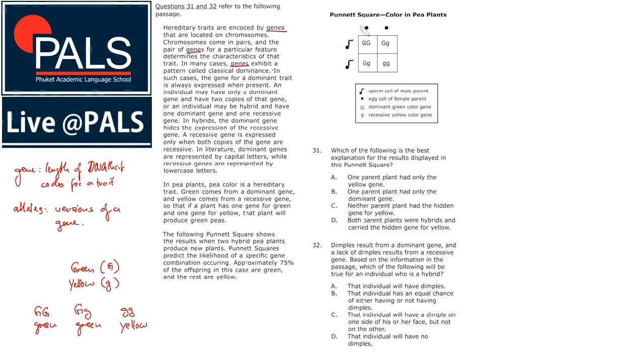So hybrid parents, so these are the egg cells, which are big G and small g, and same for the sperm cells, big G, small g. Where do these egg cells come from? They come from a female plant that was a hybrid, so its cells have this combination.